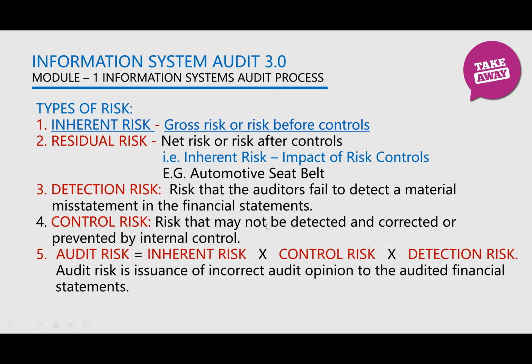Next is the control risk, that may not be detected or corrected or prevented by internal controls. These are the risks which cannot be detected. For instance, if an employee deliberately does certain misstatements, or deliberately does certain activities with the figures in the organization, these are definitely not part of the detection risk or the residual risk, so they are considered to be the control risk. These risks may not be detected or corrected or prevented by internal controls. So which is the most important risk for the auditor? They have to be very sure about the control risk. So if you talk about the final audit risk, it is inherent risk multiplied by control risk multiplied by detection risk.